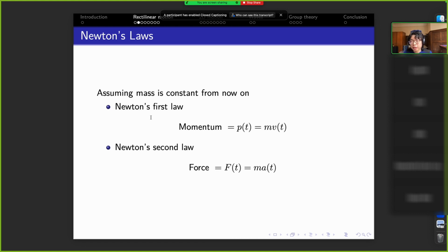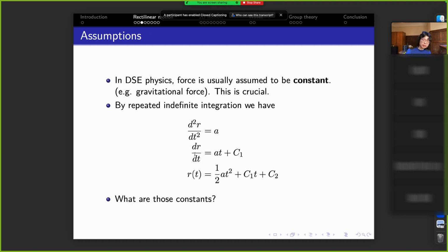Anyway, Newton's first law states that momentum is mass times velocity, and we are going to denote that with the function p. And Newton's second law, which is very interesting, says that the force as a function is mass times acceleration. This is just how we can formulate things mathematically. And in DSE physics, the most crucial assumption is that force is constant.